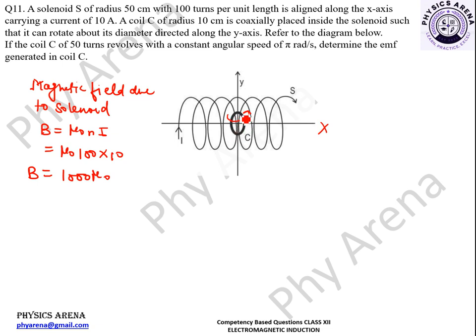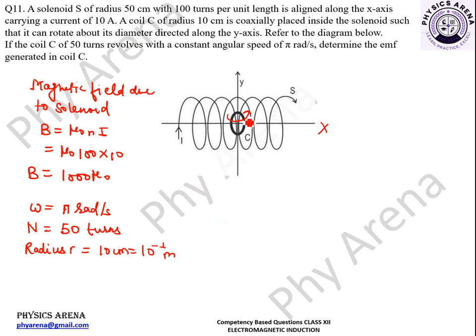So we have placed this coil in a magnetic field B, and the flux associated with the coil is changing because it is rotating. So omega, the angular speed, is pi radian per second. It is given to us. And the number of turns in the coil is 50. Also, the radius R is given to us as 10 centimeter, that is equal to 10 to the power minus 1 meter.